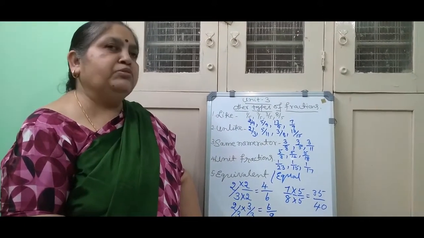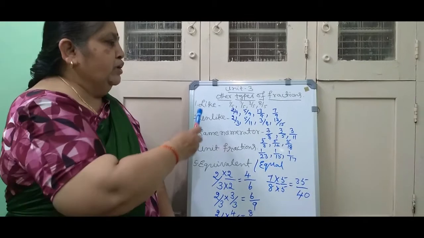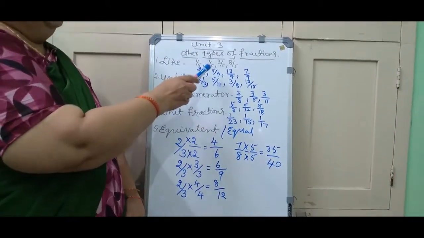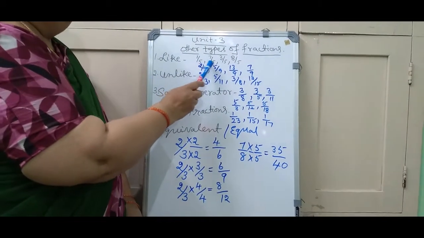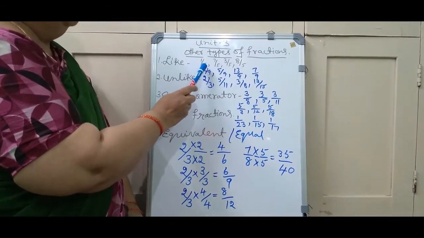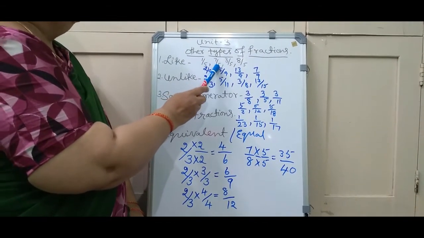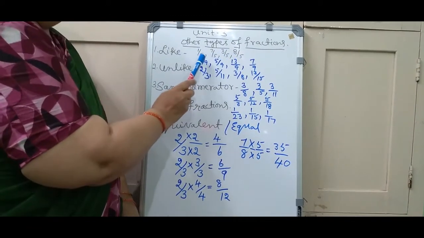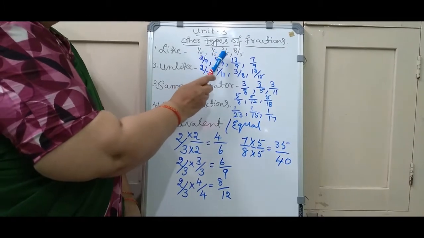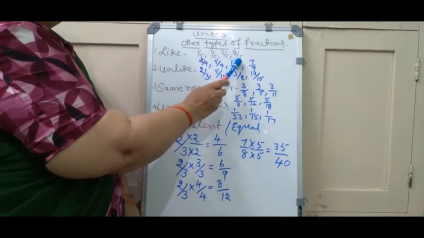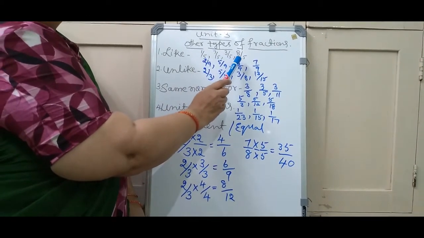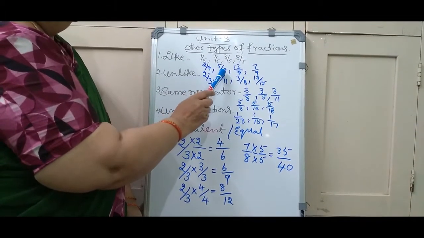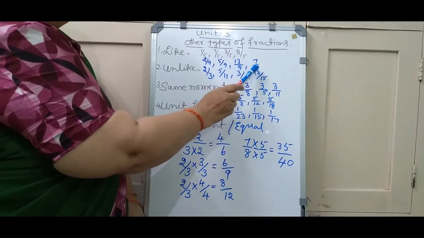In the other types of fractions, the first one is like fractions. Like fractions have the same denominators. You can observe here 1 by 5, 7 by 5, 3 by 5, 8 by 5. See here it is 5, 5, 5, 5, the same number. So the same denominator is there. And next you see 2 by 9, 5 by 9, 13 by 9, 7 by 9. Again the same denominator.